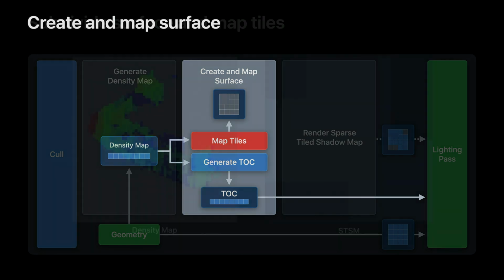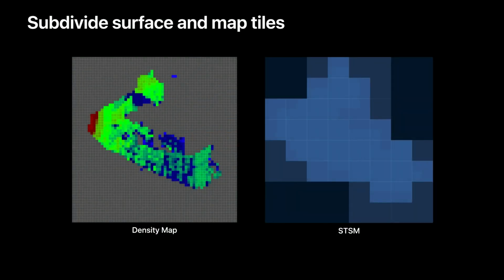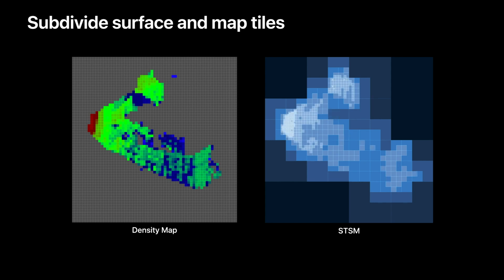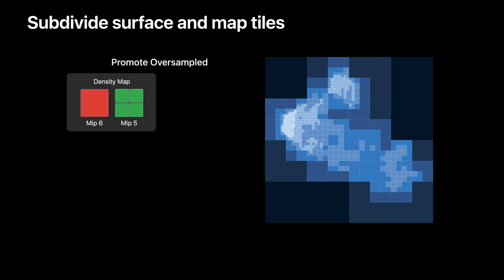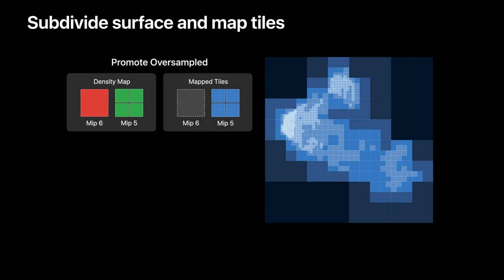First, map the tiles of the depth texture by iteratively dividing the surface and scheduling the mapping of each MIP level, starting with the bottom MIP. To figure out which tiles to map, start by checking the sampling rate of the current MIP from the density map. In this example, the density map indicates the current MIP is inadequate, but the next MIP level is a good fit. In this case, you promote the whole tile by mapping the next MIP and unmap the current MIP.